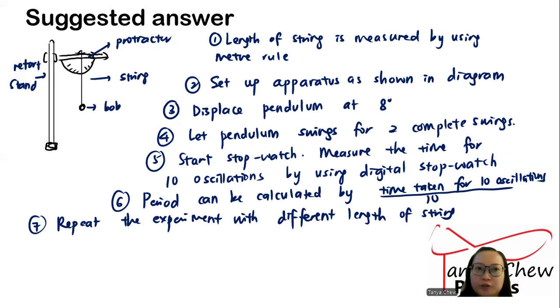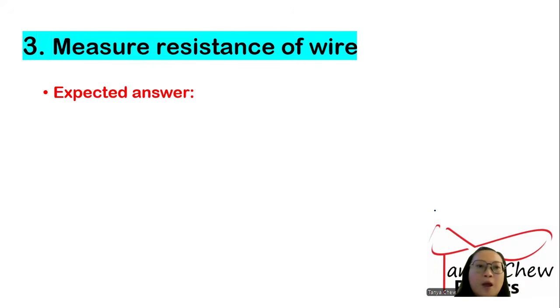Right. Now, safety precaution is that, right? You might want to say switch off the aircon, switch off the fan, because pendulum bob is quite small, so it could be affected by the wind when you conduct the experiment, right? So that's all.